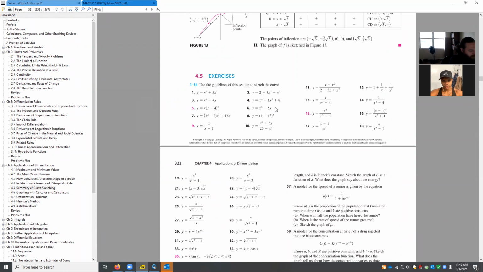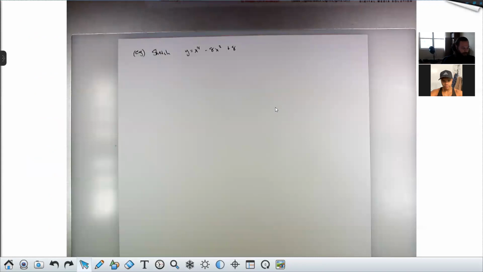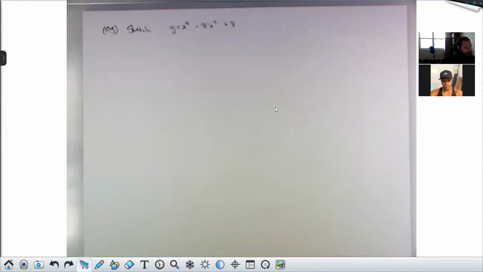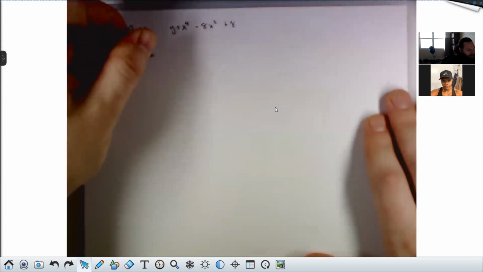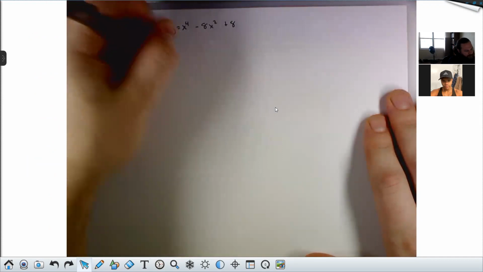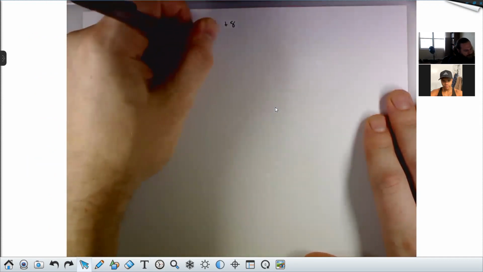That's curve sketching. Y equals x to the 4 minus 8x squared plus 8. The domain: this is a polynomial, so all real numbers, negative infinity to infinity.